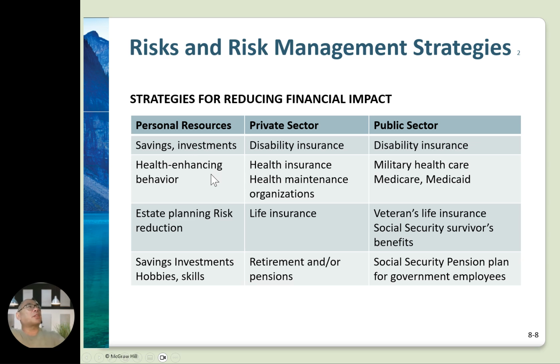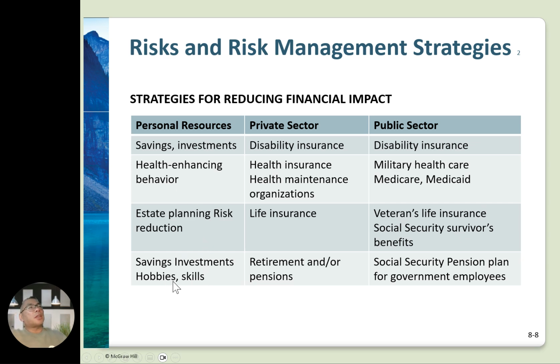Health enhancing behavior is a good activity: do a lot of exercise. Health insurance, health maintenance organizations. In the public sector, you have medical health care: Medicare and Medicaid in the US. In Canada, we have OHIP. Aspect planning risk reduction for life insurance: life insurance for the private sector. For the public sector it will be Social Security, survivor benefits, and fraternal life insurance.